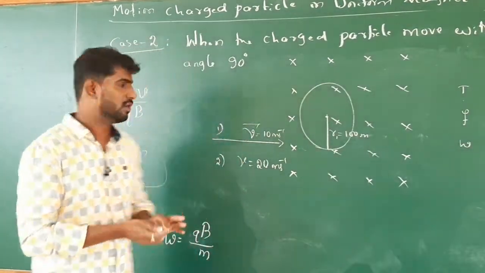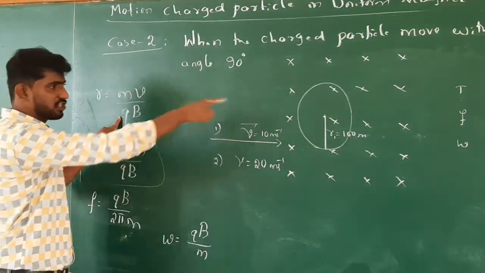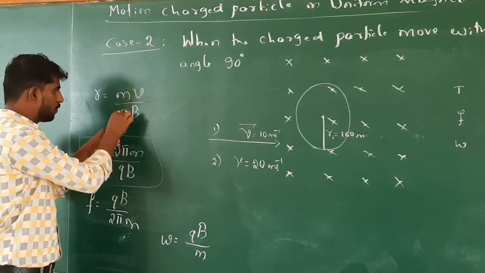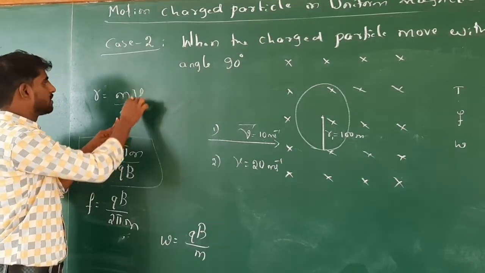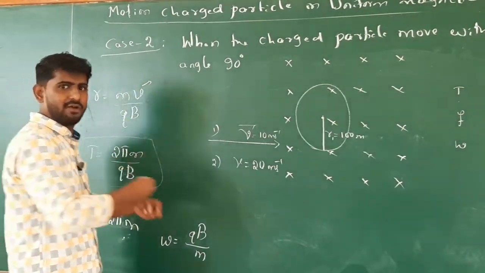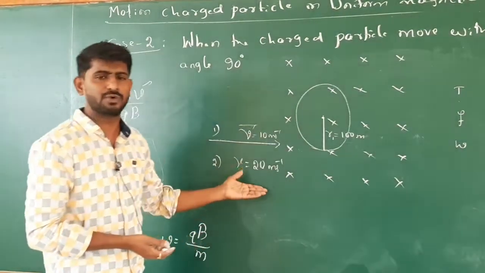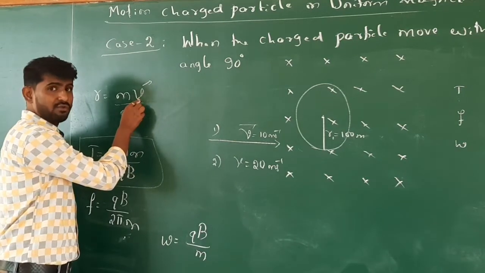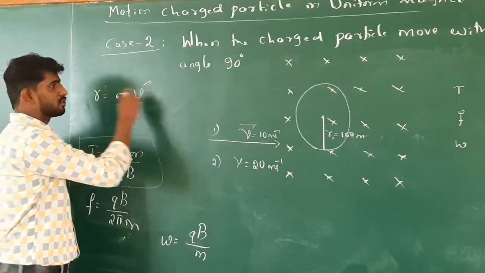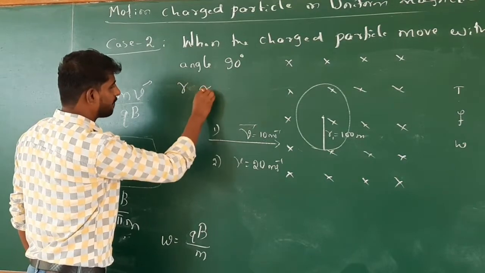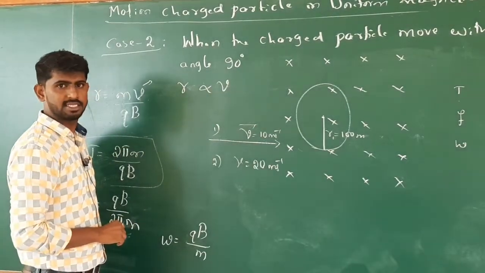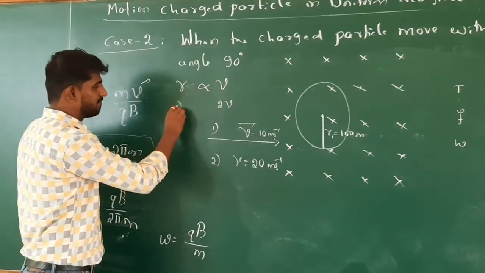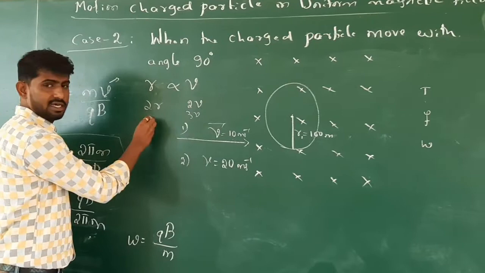So which is constant? M is constant, Q is constant, and are you changing the magnetic field? No, I am maintaining a constant magnetic field. So M constant, Q constant, B constant. Okay, so this is variable. Once I may allow it to move with 10, next I may allow it to move with 20, 30 like this. So I can change the value of velocity. As I change the value of velocity, what happens? The radius changes. So I can write that R is directly proportional to V. So if I double the velocity, what is the radius? Radius doubles. If I triple the velocity, what is the radius? It triples.